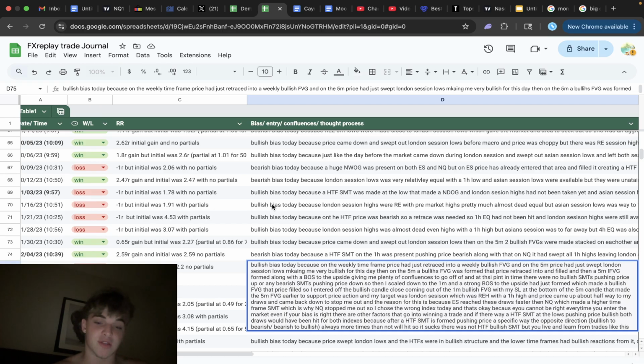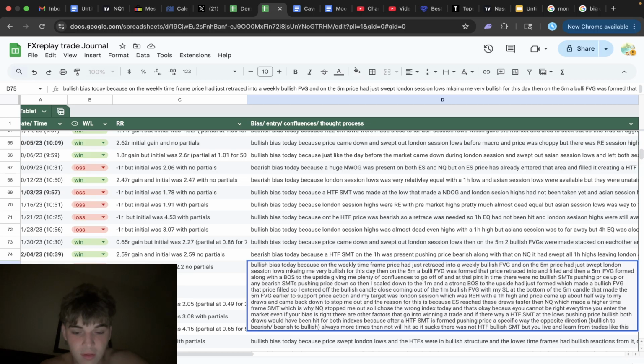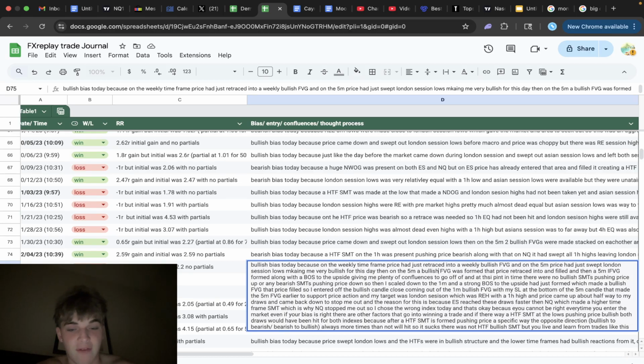Bullish bias today because on the weekly time frame, price has retraced into a weekly bullish fair value gap, and on the 5-minute, price had just swept London session lows, making me very bullish for this day. Then on the 5-minute, a bullish fair value gap was formed that price retraced into and filled, and then a 5-minute inverse fair value gap formed along with a break of structure to the upside, giving me plenty of confluences to go off of.